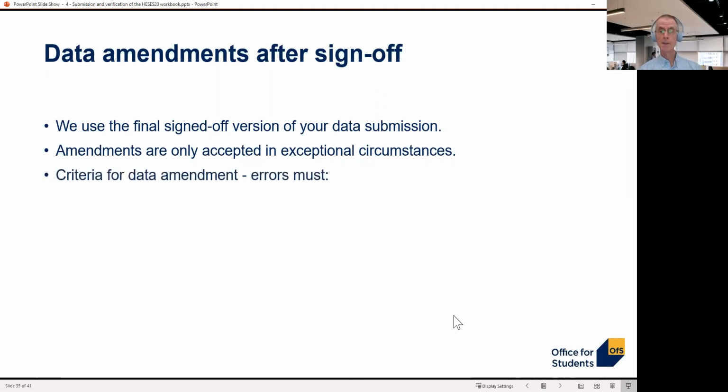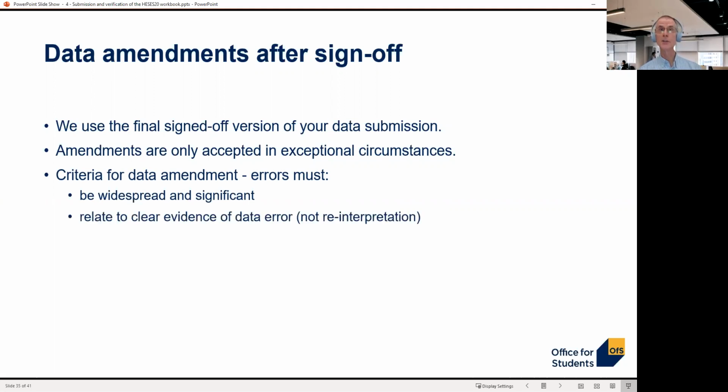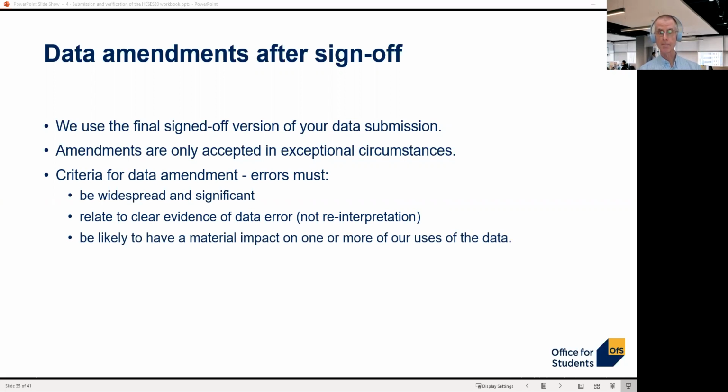To be accepted, errors must be widespread and significant, and they must relate to clear evidence of data error rather than just reinterpretation of the data, and they must be likely to have a material impact on one or more of our uses of the data. So the way that this works is that a data amendment panel sits at regular intervals throughout the year, and will assess errors using information provided to them, and then they decide or recommend on whether we require the errors to be corrected.